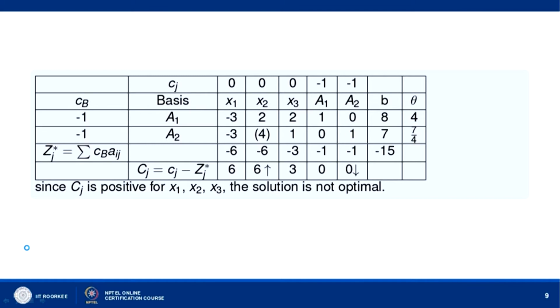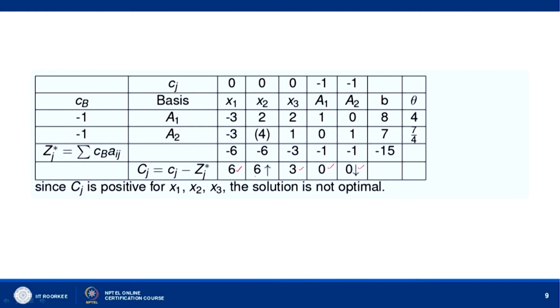So, now what we notice is that minus 1 into minus 3 is 3, minus 1 into minus 3 is 3, 3 plus 3 is 6. So, we get Zj star equal to 6. So, Cj equal to 0 minus 6 is minus 6. Then here we get minus 1 into 2 is minus 2, minus 1 into 4 is minus 4. So, Zj star becomes minus 6. When we subtract minus 6 from 0, we get 6 here. In the column for x3 we get Cj equal to 3, and for the column A1 we get Cj equal to 0, for the column A2 we get Cj equal to 0.